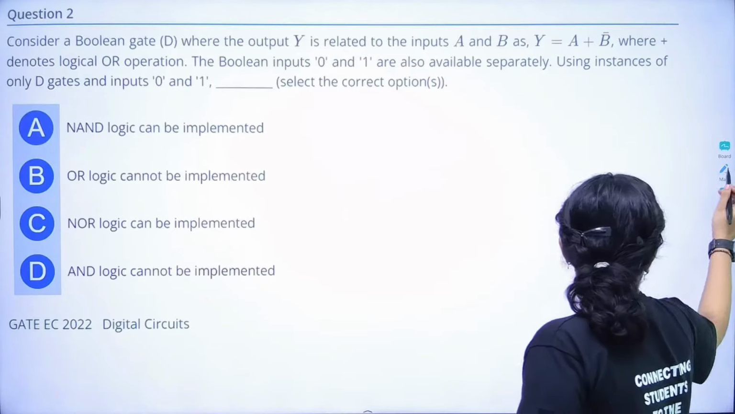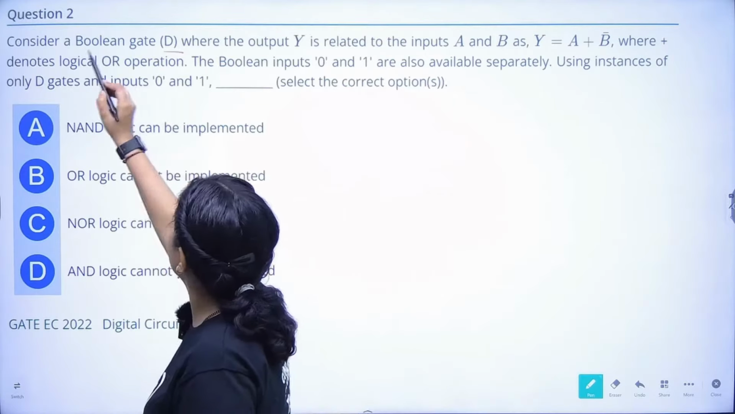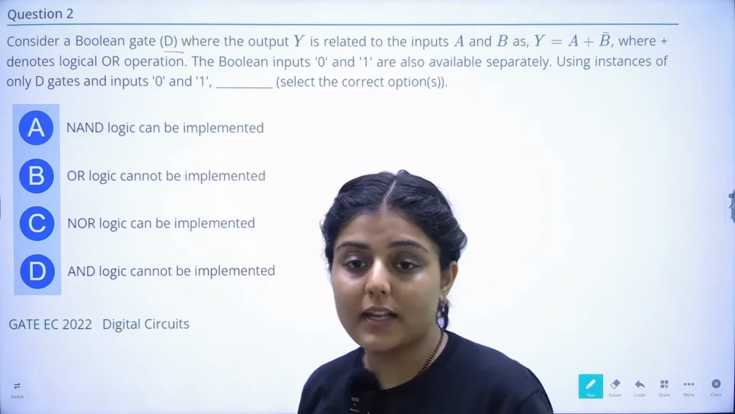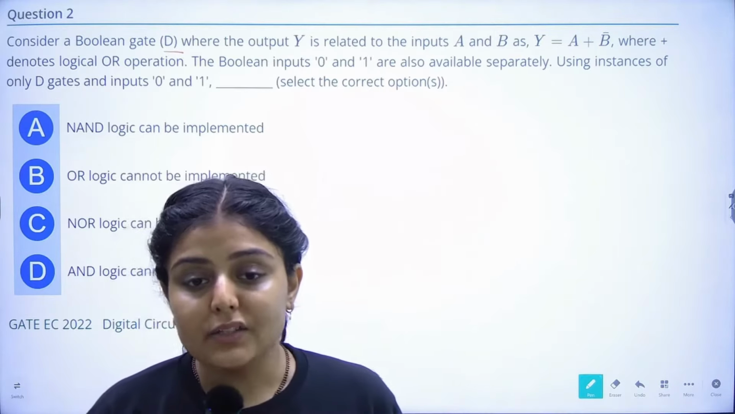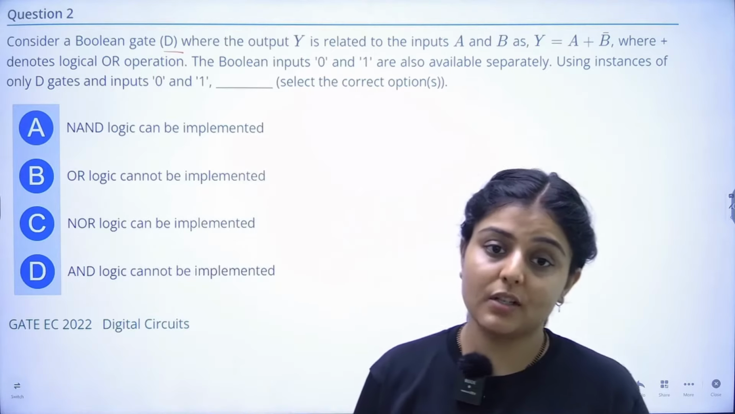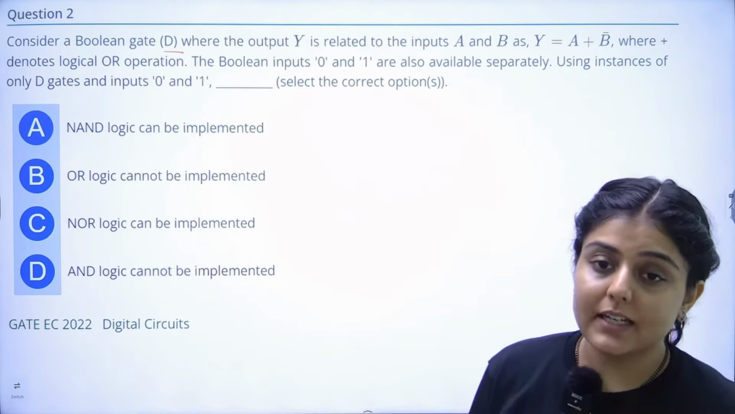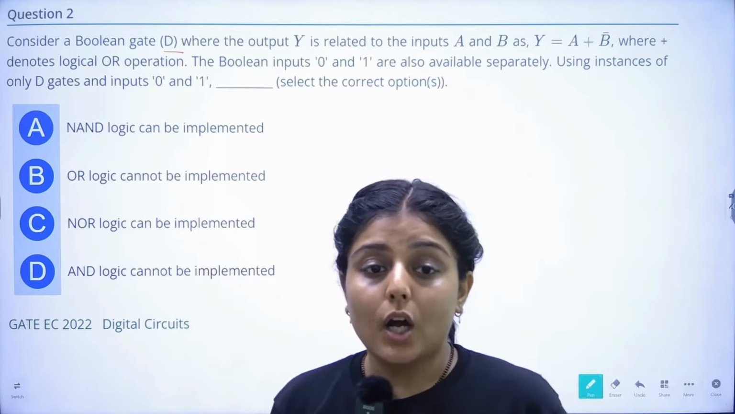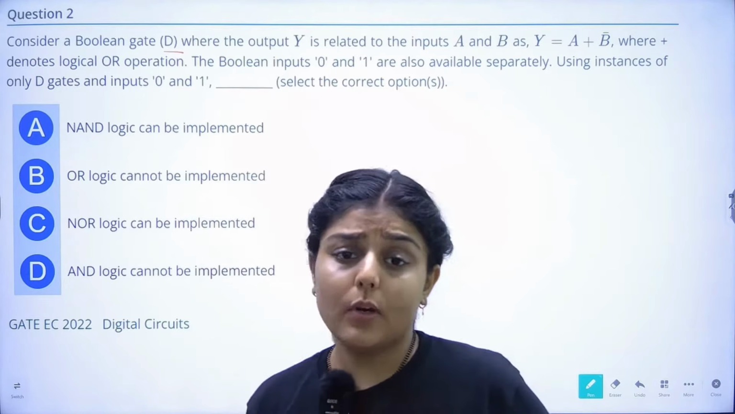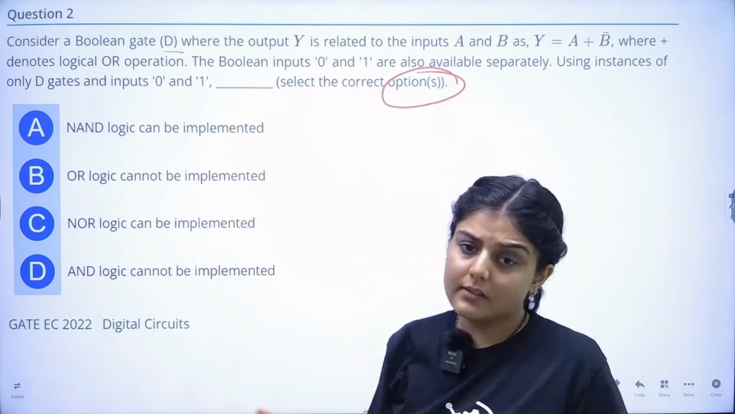Moving on to the next question. It says: consider a Boolean gate D where the output Y is related to the inputs A and B as Y equals A plus B bar, where plus denotes the logical OR operation. The Boolean inputs 0 and 1 are also available separately. Using instances of only the D gate and the inputs 0 and 1, you have to select the following option. There are options, so this is a multiple select question.